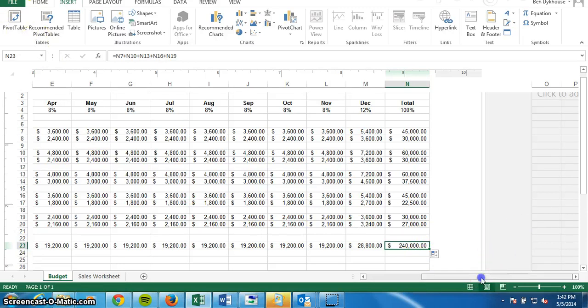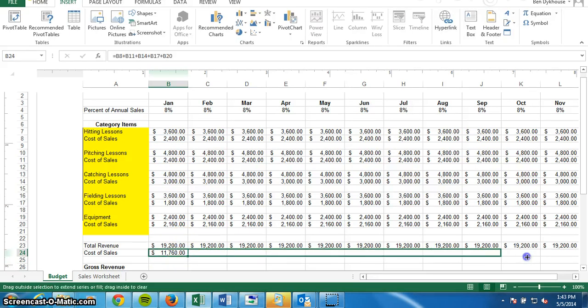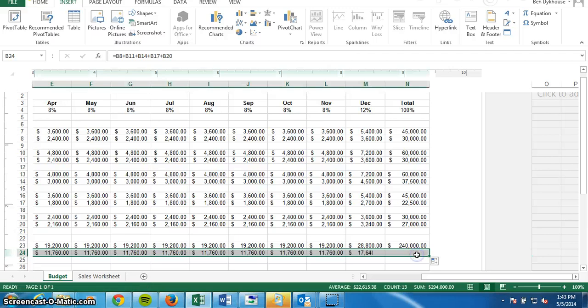So we're going to do something very similar for expenses, or cost of sales. So the amount of money it takes to make those products. You probably can already imagine how I'm going to add those up. It's the number right below the revenue. So B8 plus B11 plus B14 plus B17 plus B20, and then I'm going to drag that over so it looks like that.